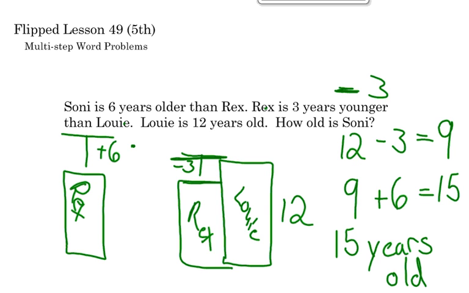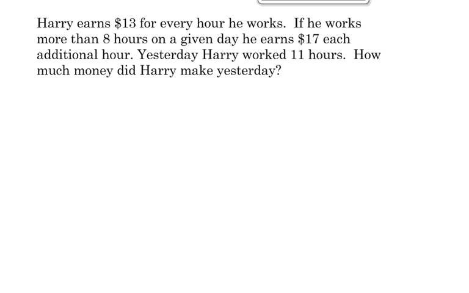So we have our first example of a multi-step word problem. Let's try another one. Some of these will have to do with subtraction and addition. Some are going to have multiplication and division in them. We need to look for keywords to help us understand what is going on.